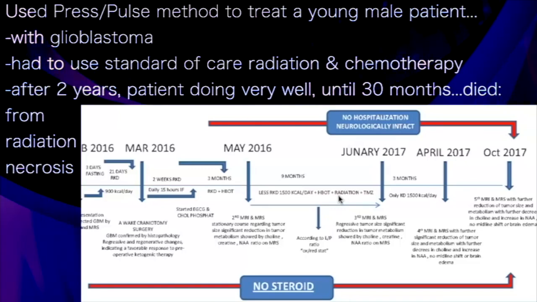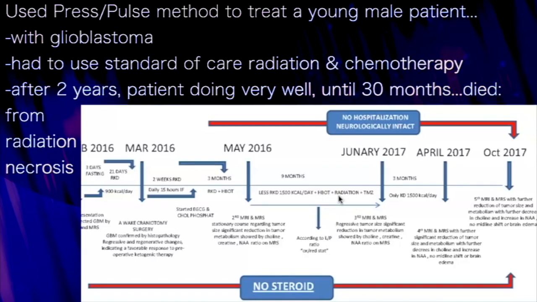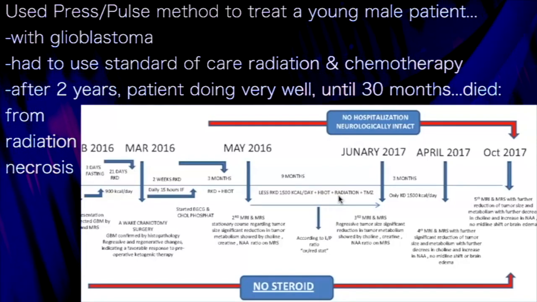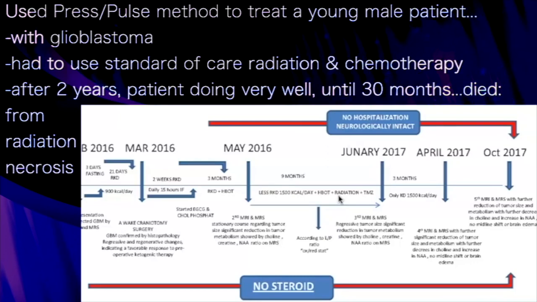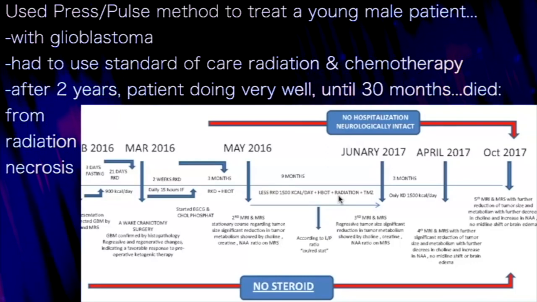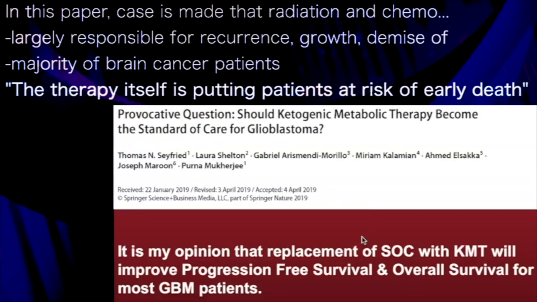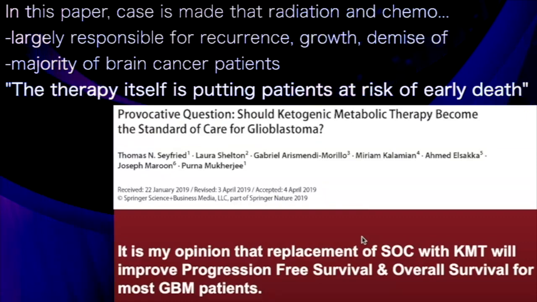And biopsy material was taken, and it turned out that the patient had died not from the tumor, but from radiation necrosis. The radiation that was used as part of the standard of care was described as being responsible for the demise of this patient. We published this paper with a provocative question: should ketogenic metabolic therapy become the standard of care for glioblastoma?